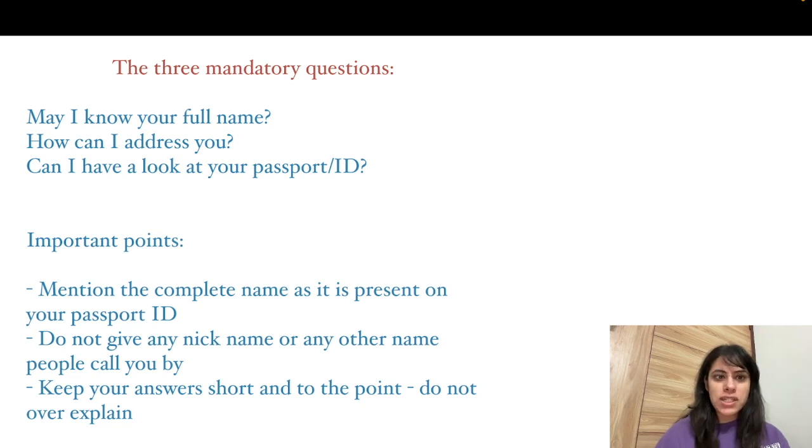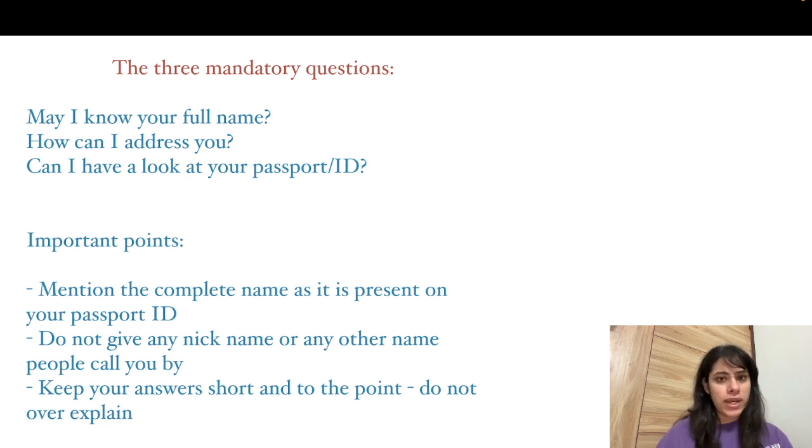The first one is, may I know your full name? So the examiner is going to ask your full name and then, how can I address you? Here you have to give your first name so that the examiner can call you by that name. And finally, can I have a look at your passport ID? The examiner is going to ask you to share your passport ID. He or she will check it and give it right back to you.